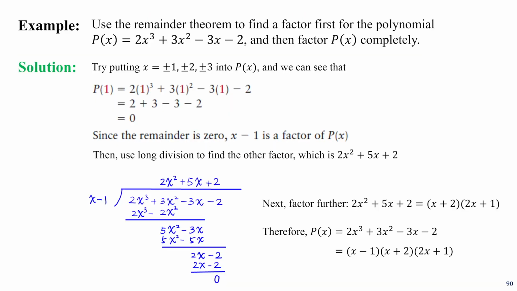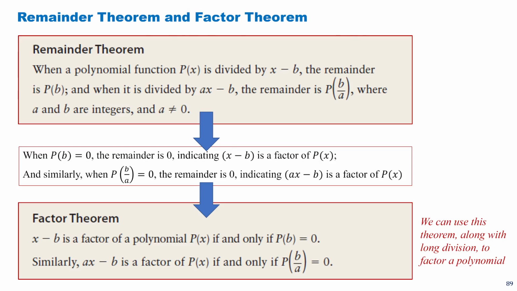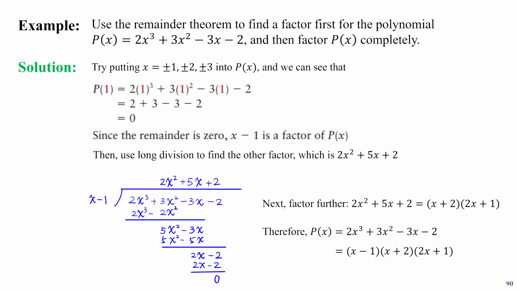Okay, let's see an example here. Use the remainder theorem to find the first factor for the polynomial expression 2x cubed plus 3x squared minus 3x minus 2. Then factorize p(x) completely. Note that we need to find a number such that the original expression equals 0. If you can find a number b, then x minus b must be a factor of the original polynomial. Or if you can find a fraction b over a, then ax minus b is a factor of the original polynomial, right?